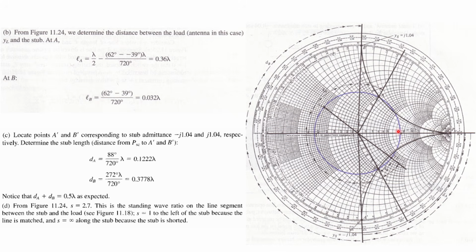Further, if you want to find your reflection coefficient, you can extend this, divide this by this total, wherever it cuts. So this is the technique to solve the Smith chart. So I hope you understood.